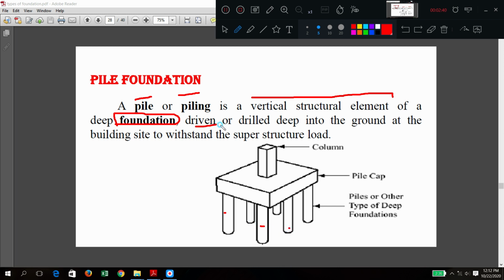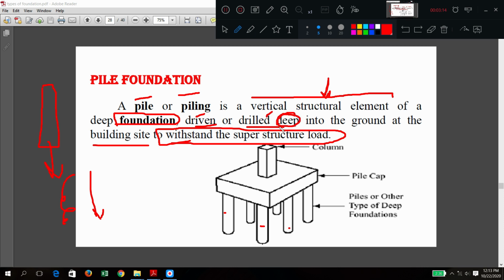Driven or drilled means the total pile component is made outside the ground and driven inside, or it is drilled with a continuous machine. Anyhow, it is going to be placed inside the ground at the building site to withstand superstructure load. Remember, it is a vertical member of the foundation which is driven or drilled deep inside the ground, that is called a pile foundation.